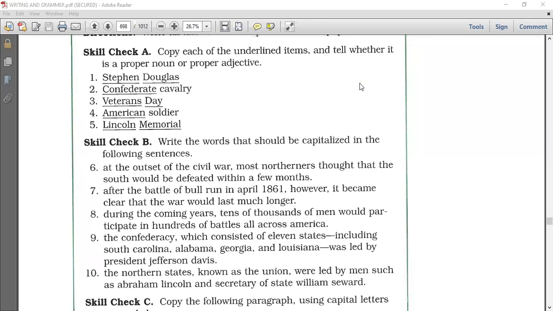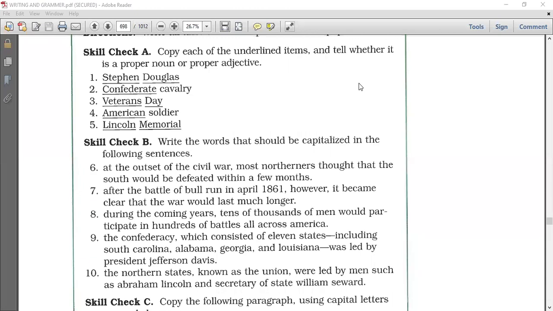Yusuf. We have the word Confederate. Confederate cavalry. I'll unmute you. Confederate is an adjective. Proper adjective. Thank you. Must begin with a capital letter. Okay. Mute yourself, Abdurrahman. Yusuf.